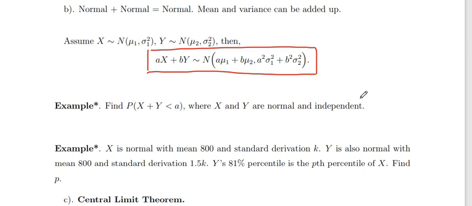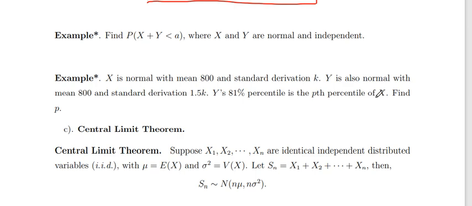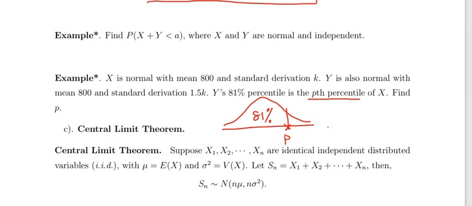So for normal distribution, we also have percentile. Percentile is just such a cutoff point. Let's say if there's 81%, this cutoff point is 81%, the 81st percentile.